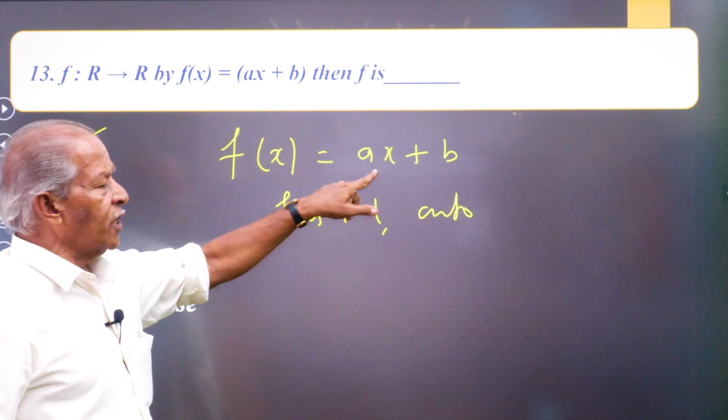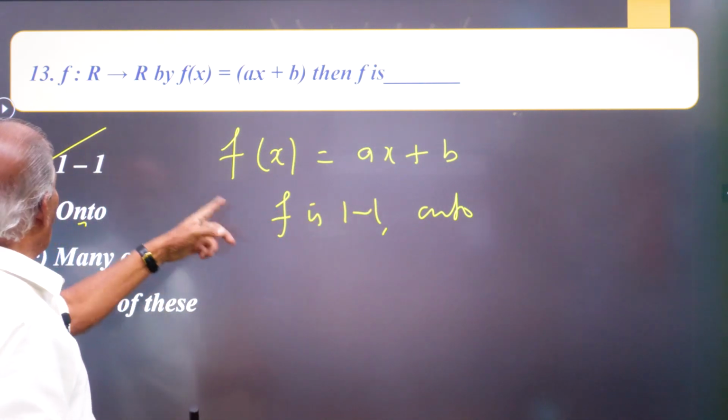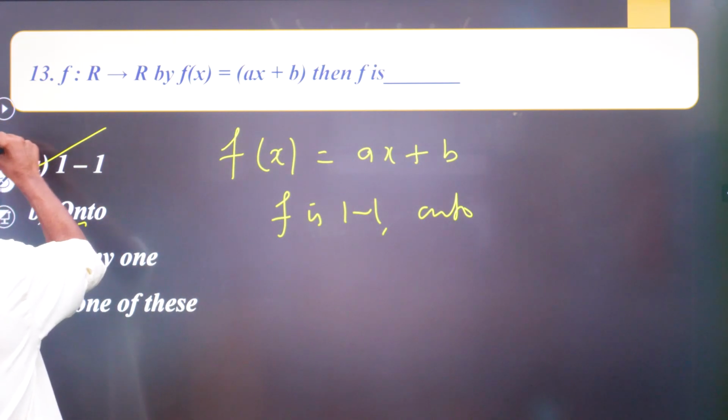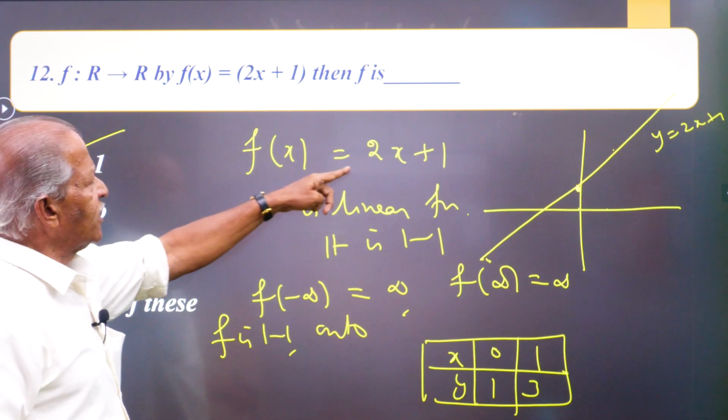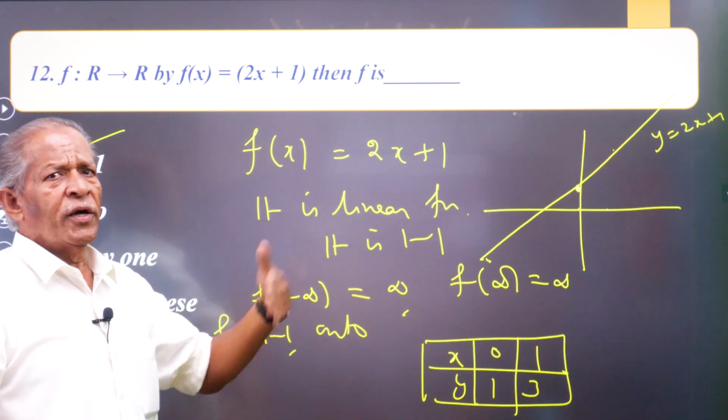It is a linear function. Linear function is always 1-1 onto. Therefore, it is a 1-1 onto whatever it may be, take it. Next one, 2x plus 1, the same case as the previous one. It's also 1-1 onto. Whatever you want, you take it.